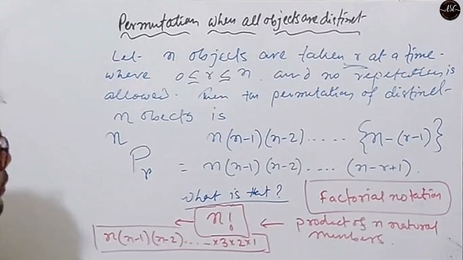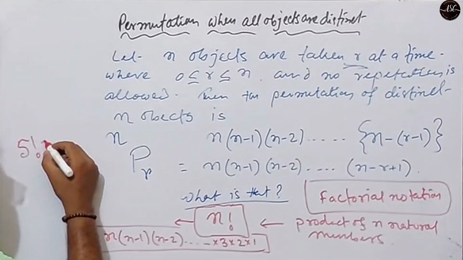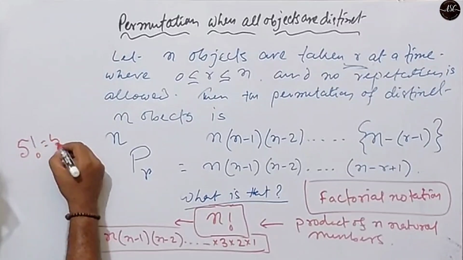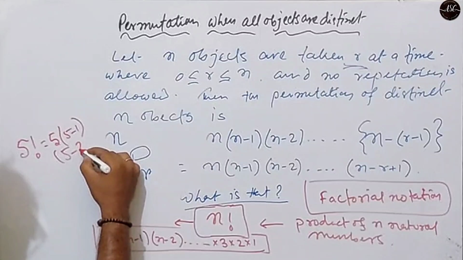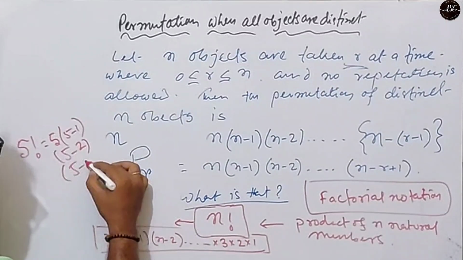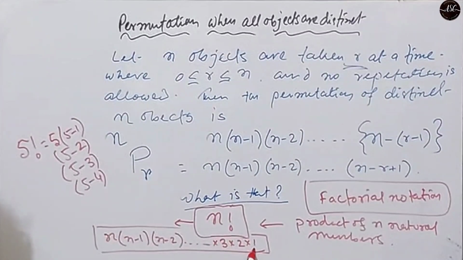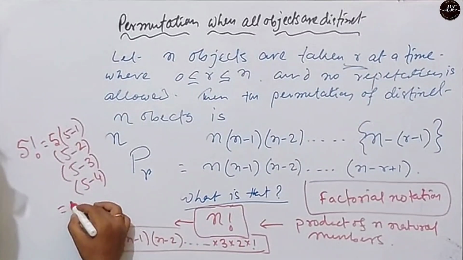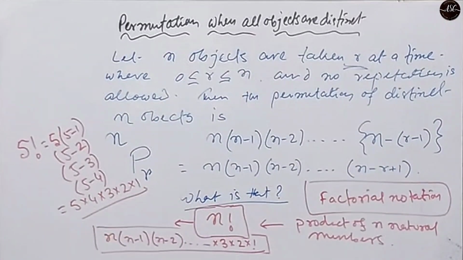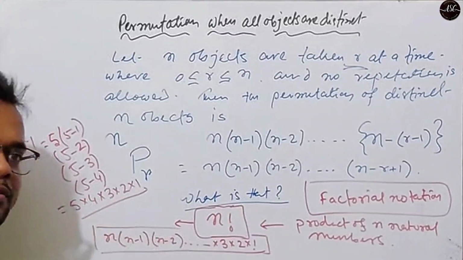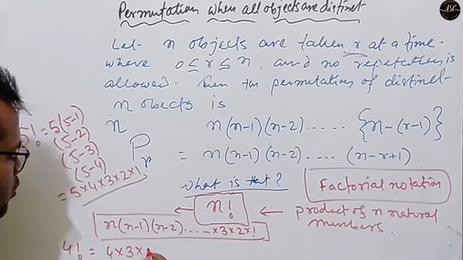By this expression we can write, let 5 factorial. Here n equal to 5, then we can write 5, n minus 1 equal to 5 minus 1, n minus 2 equal to 5 minus 2, then 5 minus 3, then 5 minus 4, as the last natural number is 1. So this can be written as 5 into 4 into 3 into 2 into 1. Similarly, 4 factorial can be written as 4 into 3 into 2 into 1.